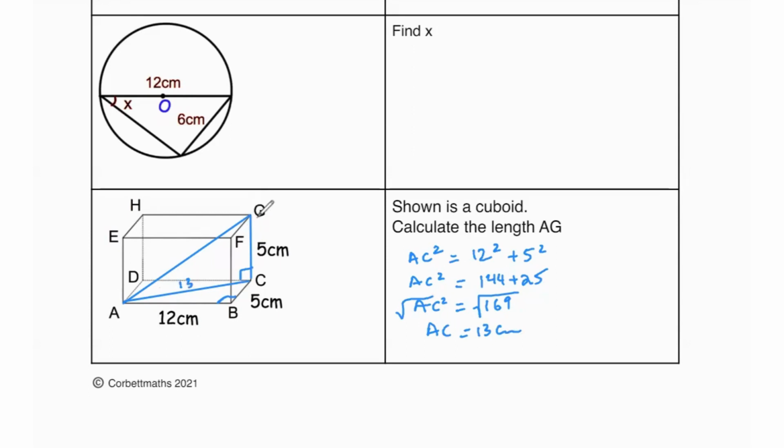So now for the right angle triangle AGC, we have the base and we have the opposite. So we have to find the hypotenuse. So we will do AG² = 13² + 5², which is going to be 169 plus 25. AG² equals 194. Square root both sides again, and AG is 13.9 centimeters. That is your answer.